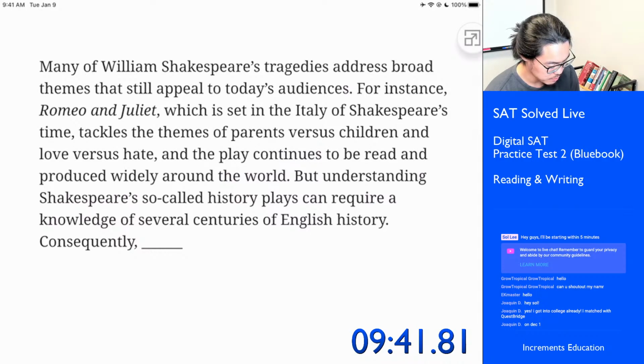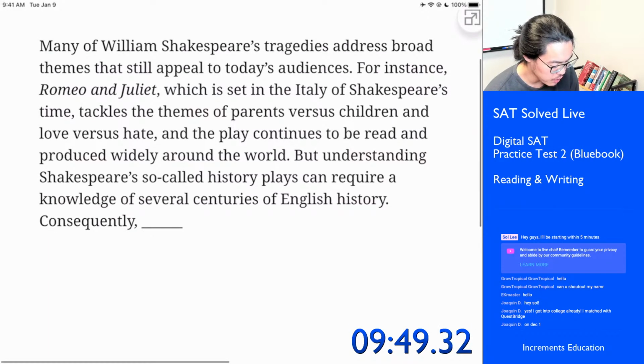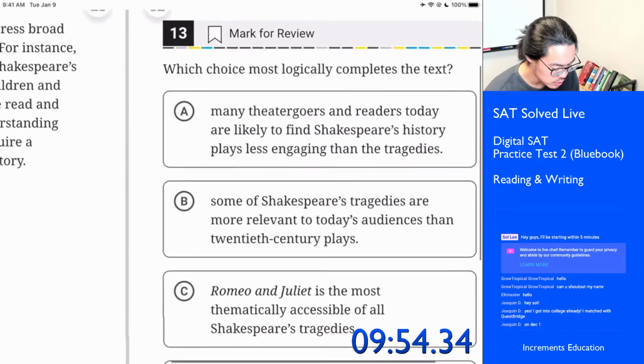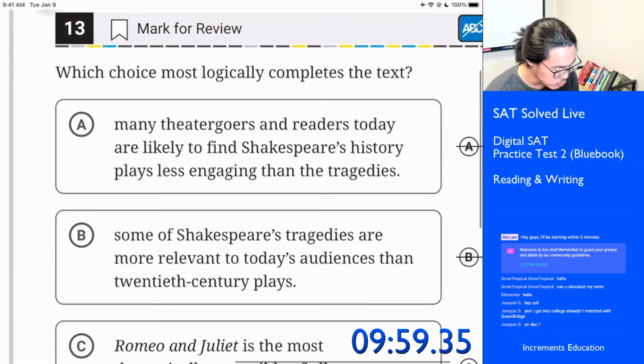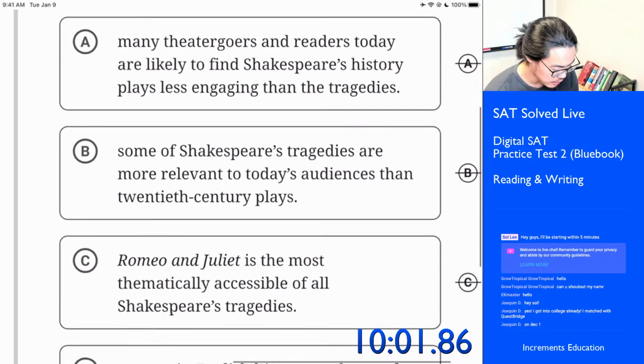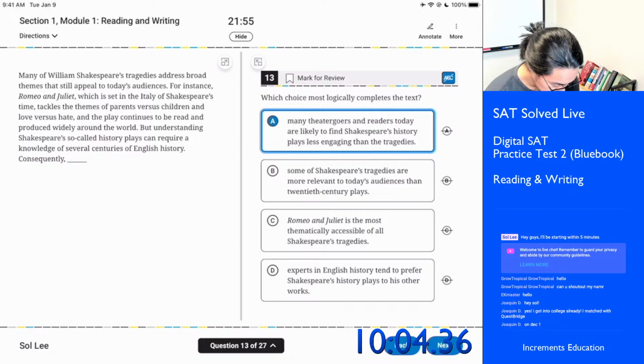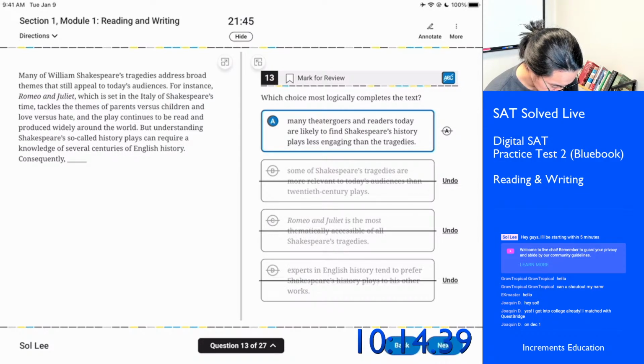The Shakespeare tragedies address broad themes. Romeo and Juliet tackles themes of parents versus children, love versus hate. But understanding the history plays, not the tragedies, but the histories, can require several knowledges. So histories are harder. Compared, yeah. Less widely read. Yeah, that's A, basically. Not relevant. Nah. Yeah.